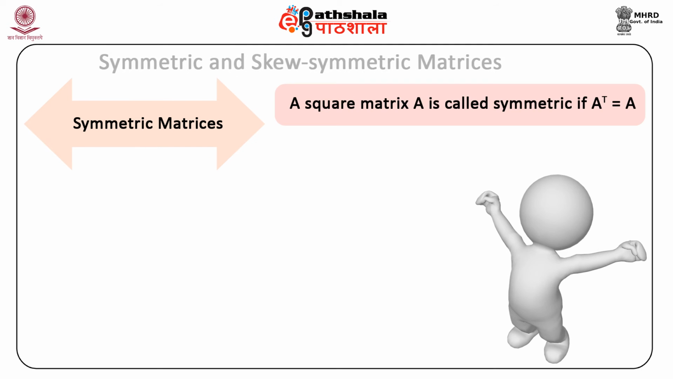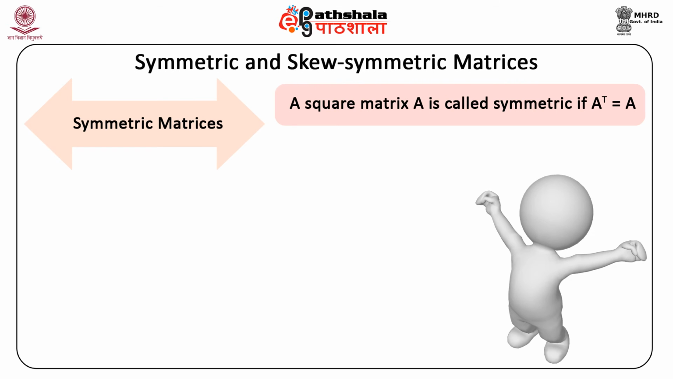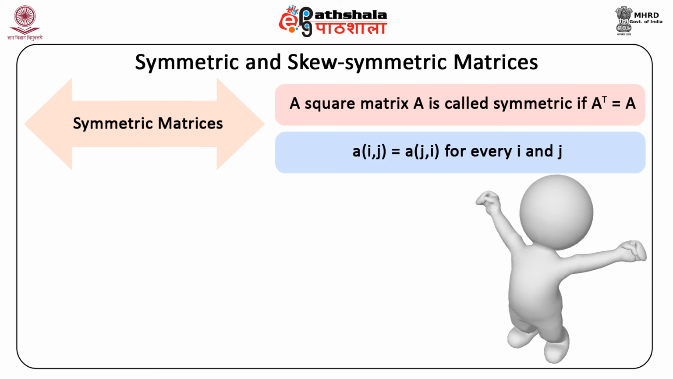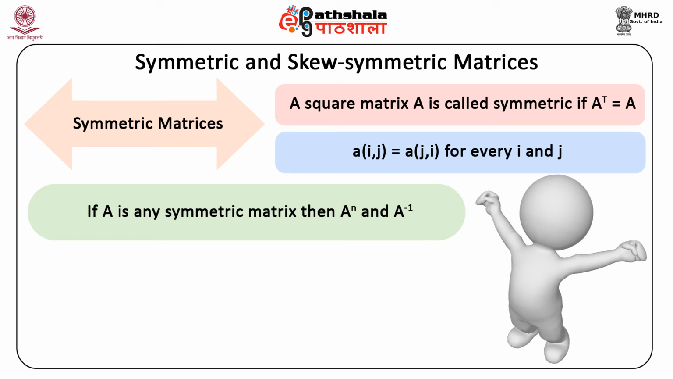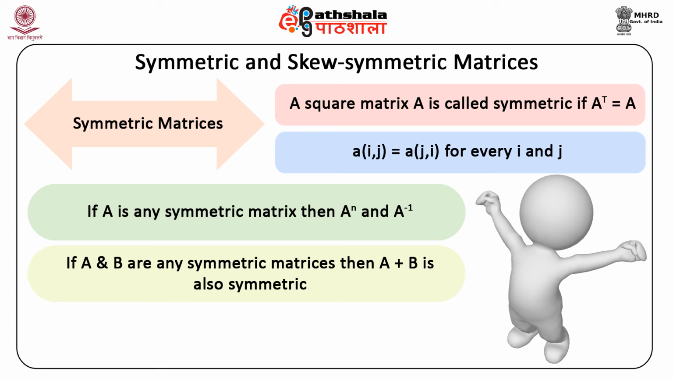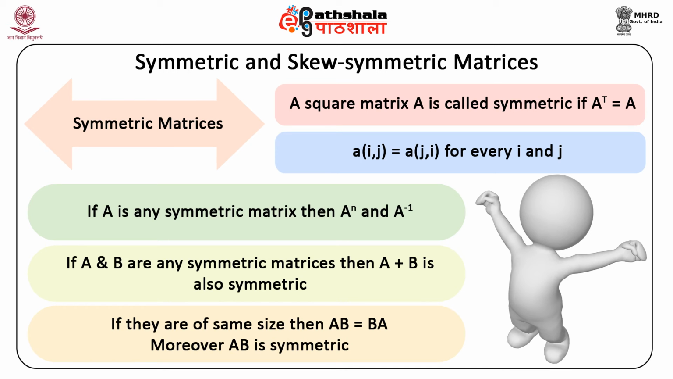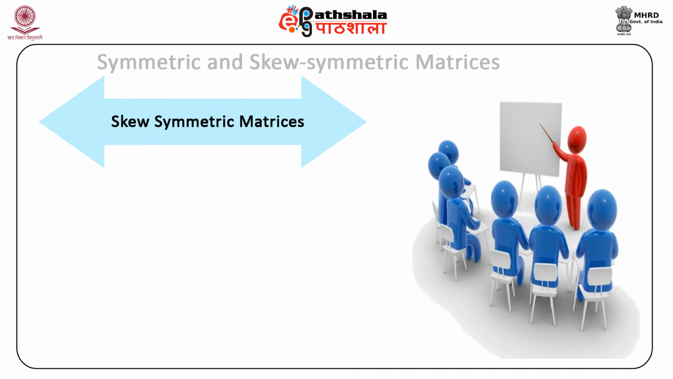Symmetric matrices. A square matrix A is called symmetric if A transpose is equal to A. That is, Aij is equal to Aji for every i and j. Note: if A is any symmetric matrix, then A^n and A inverse are also symmetric. If A and B are symmetric matrices, then A plus B is also symmetric. In addition, if they are of the same size and AB is equal to BA, then AB is symmetric.